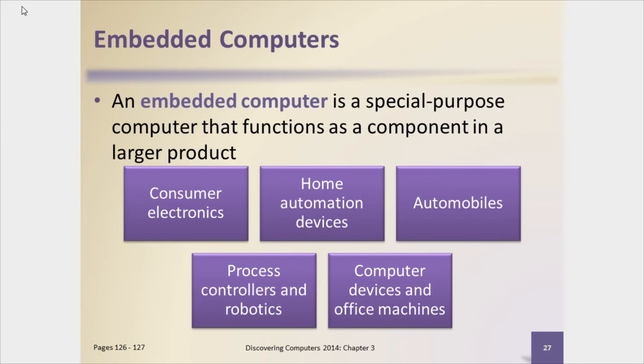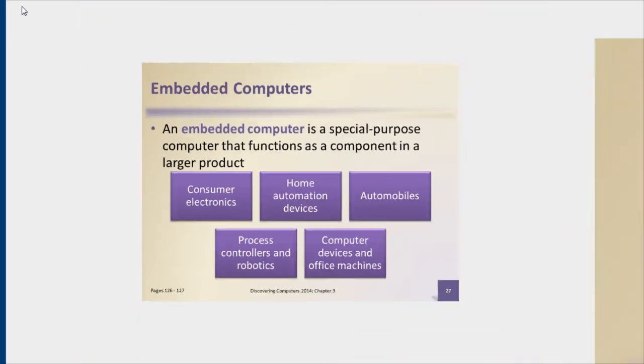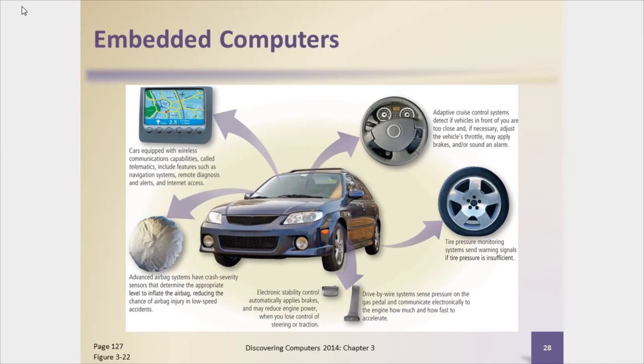We have embedded computers in our refrigerators that help to maintain a constant temperature. We have embedded computers built into our automobiles that help to keep track of our fuel efficiency, the various sensors that are built into our automobiles throughout the various components. So we have embedded computers in virtually everything that we interact with anymore. So here's an example of some of the functions that an embedded computer might deal with in your automobile: dealing with tire pressure, monitoring your cruise control, your seat belts, airbags, GPS, etc.